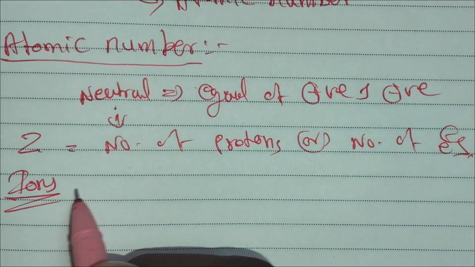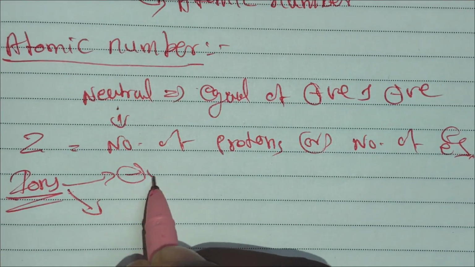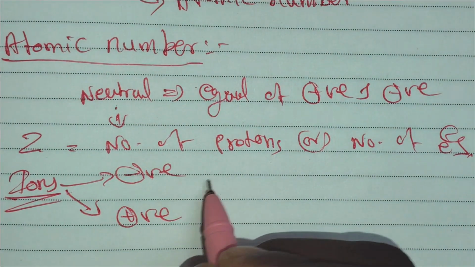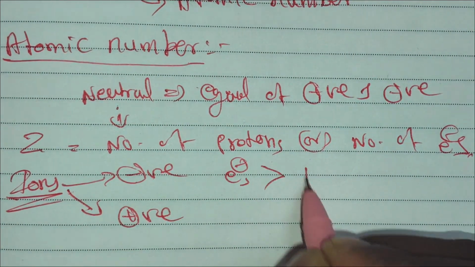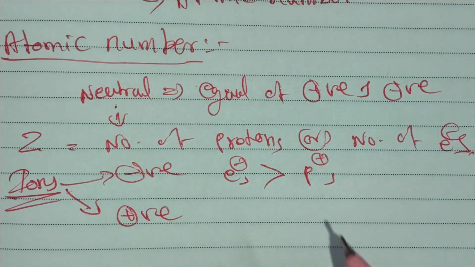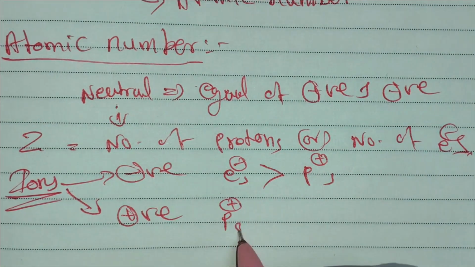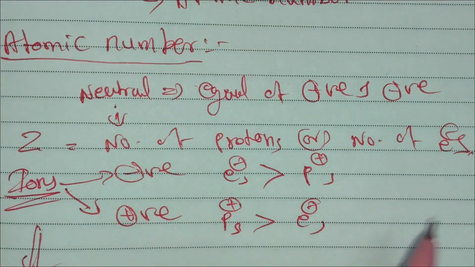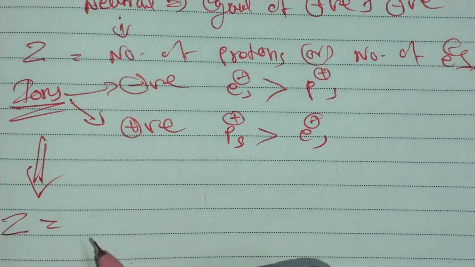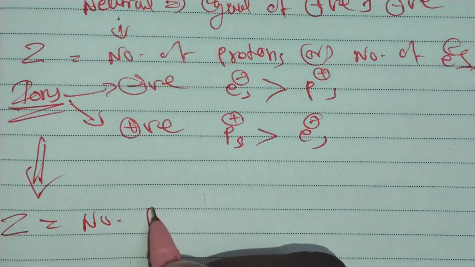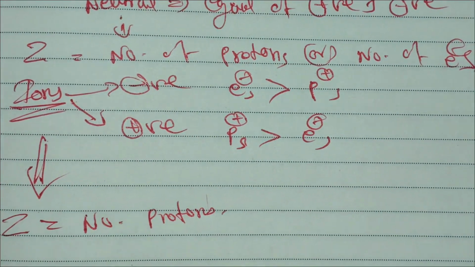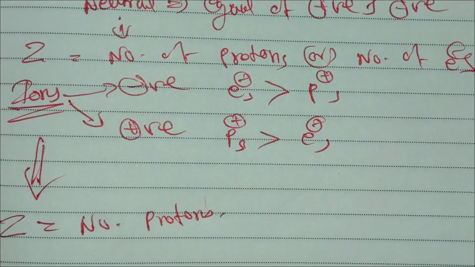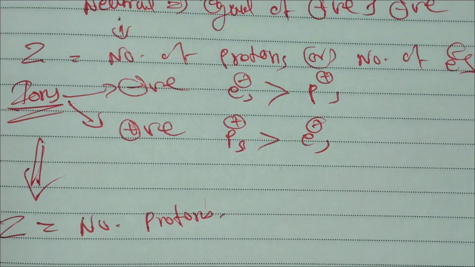In the case of ions, these ions are separated into two types: one is a negative ion, another is a positive ion. For negative ions, the electrons are greater than protons. For positive ions, the protons are greater than the electrons. Whatever the ion, the atomic number Z is equal to the number of protons. So in general, whether atom or ion, it is equal to the atomic number, the number of protons.